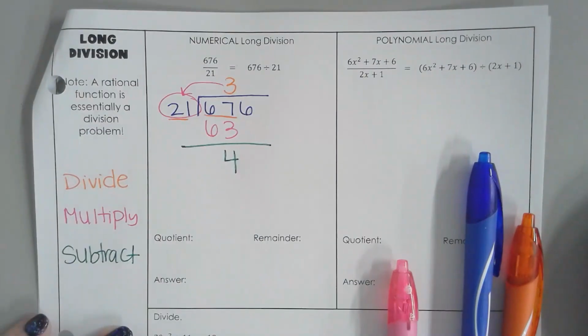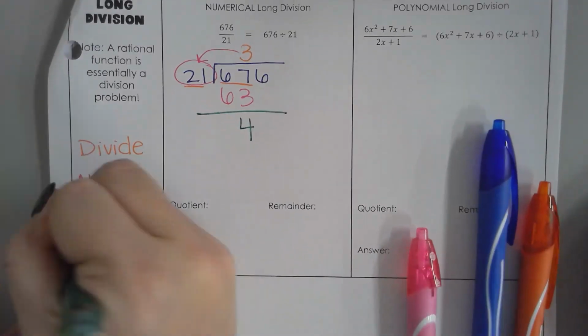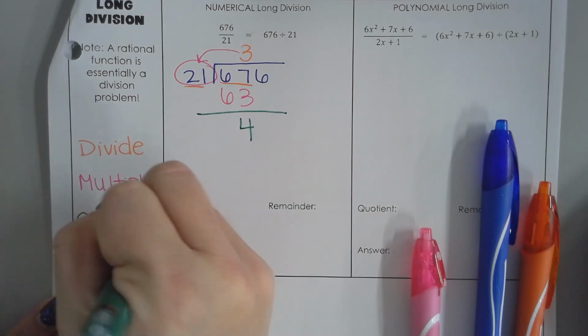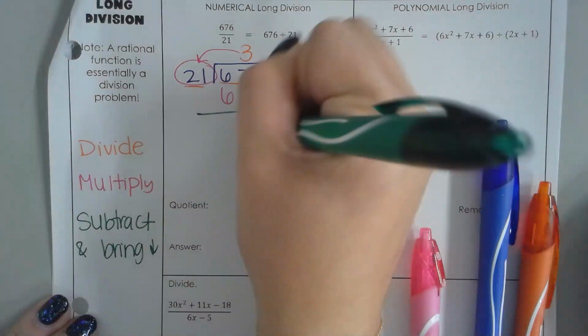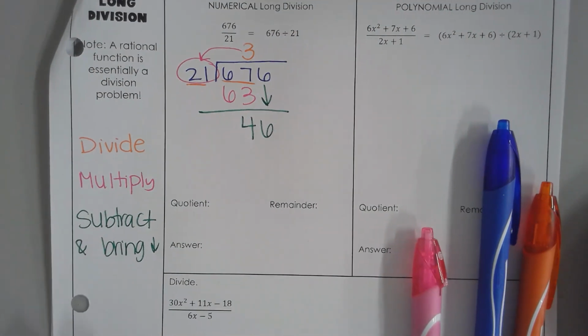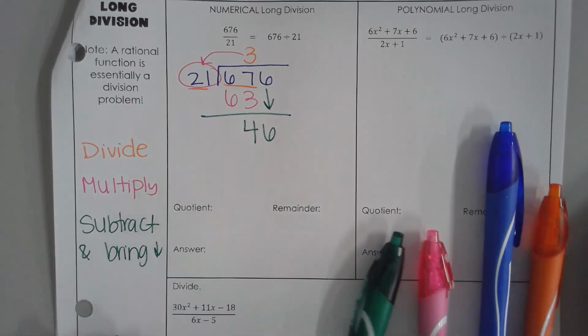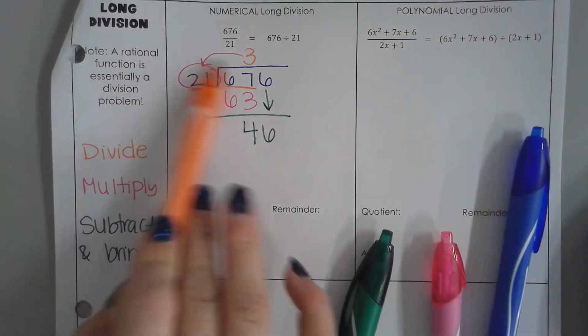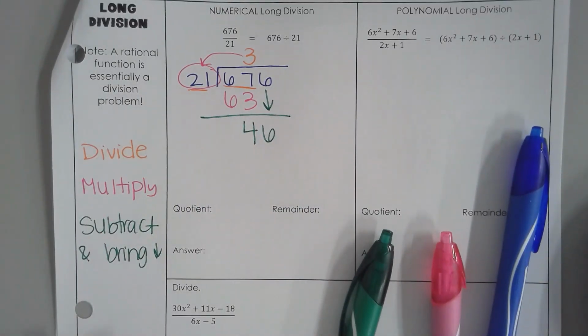And I get 4. We subtract and bring down, right? Bring down the 6. And then I go back and I repeat. So how many times will 21 go into 46?